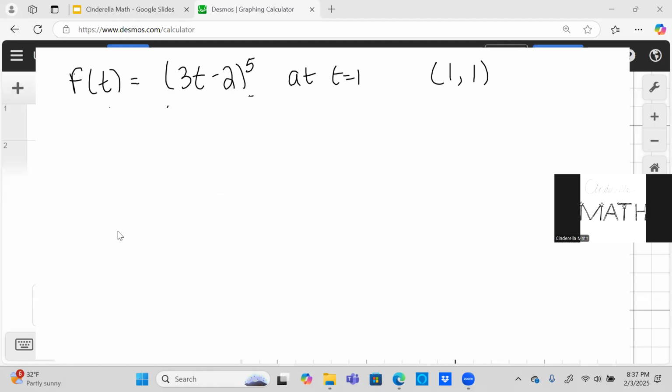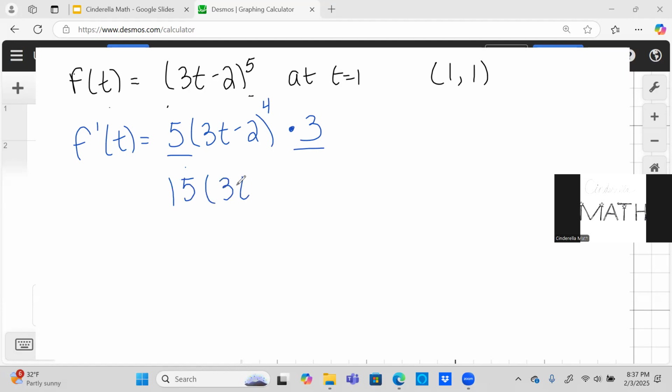And now let's take the derivative, which we've already done earlier in this video. Let's do it again using the chain rule. That would be 5, keep the inner, subtract 1, times the derivative of the inner. So 5 times 3, this one can clean up and be 15, (3t minus 2) to the fourth. Okay, there's our derivative.